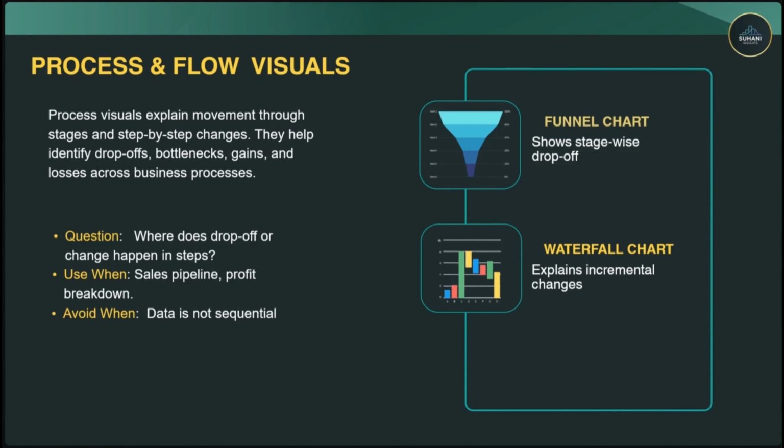They help us understand what the drop-offs were. Are there any gains in the process? Are there any losses? And what were the factors affecting the drop-offs, the gains, and the losses? So if any question goes like, where is the drop-off coming from, where are the changes happening, which step had the most changes.